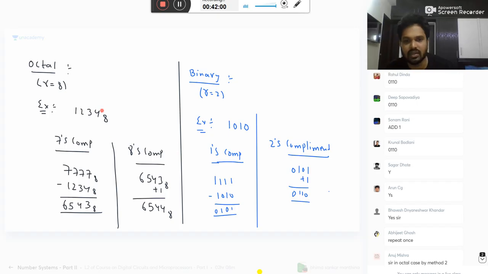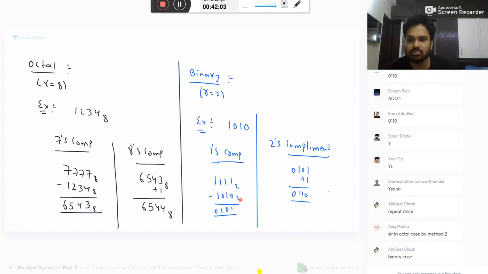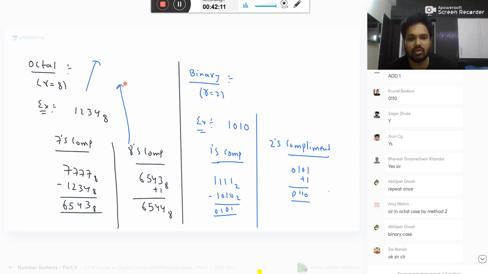Octal case, base is 8. In the binary case, base is 2. By method 2, if you want, I can do it. 8's complement is nothing but 1 followed by 4 zeros minus 1234. Here, please see. From 0, you cannot subtract 4. Take 1 and borrow here. If you take a borrow, it will become 10. You have studied the decimal number system. But 10 is nothing but 8 here.